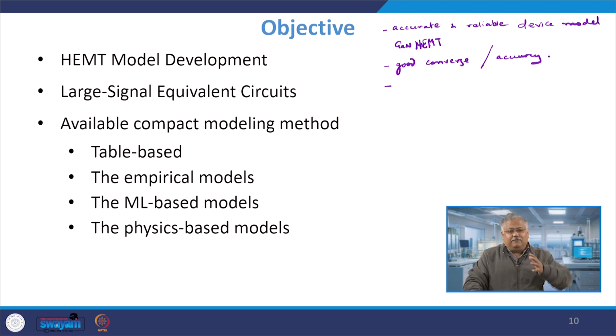When we do HEMT model development, we look into the large signal equivalent circuits. The various compact modeling methods available for HEMT are the table based approach, empirical model, machine learning based model, and physics based model. Now, we will go one by one and explain what these approaches are. I will start with some of the models and we'll go one by one.